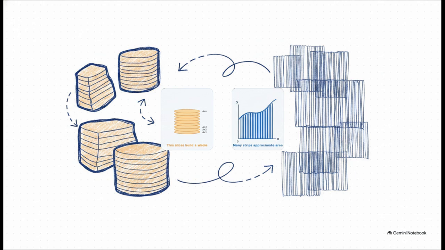We take a sweeping, continuous curve and slice the area underneath it into tiny vertical mathematical strips. So you have thin physical slices building a tangible object, right next to thin mathematical strips approximating a conceptual area. It is the exact same foundational logic, just applied in two totally different dimensions.